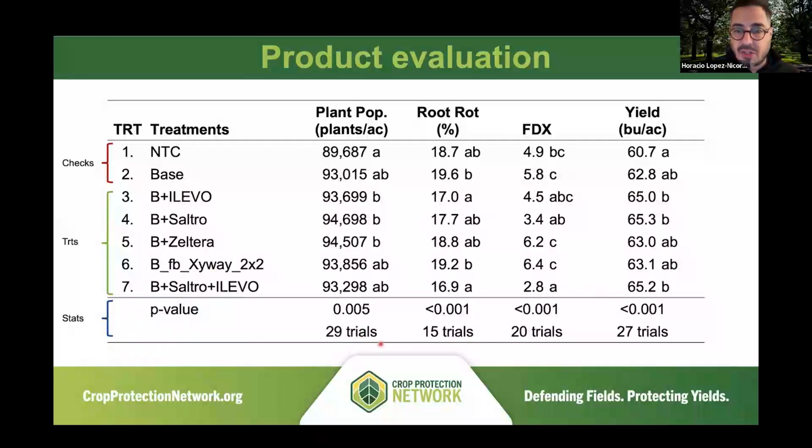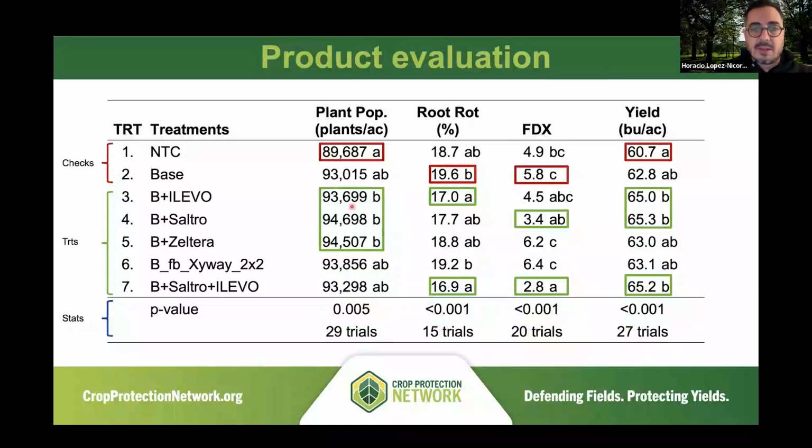Some statistics here showing you just the power of our trials, right? So many trials that we are pretty confident with our results here. And then the variables that we collected. So populations, plants per acre, percentage of the root being rotted by the fungus. So we can estimate that. FDX means foliar disease index. That's the symptoms that you see that I showed you at the beginning. So we can rate that. And then yield, of course. At the end, we want more yield when we're adding a treatment on an infested field.